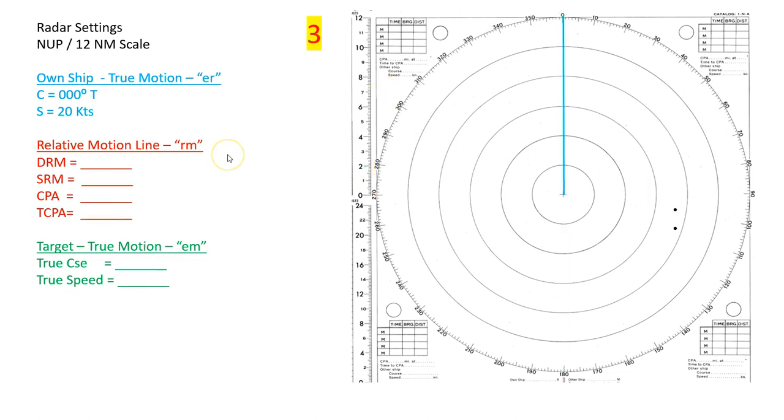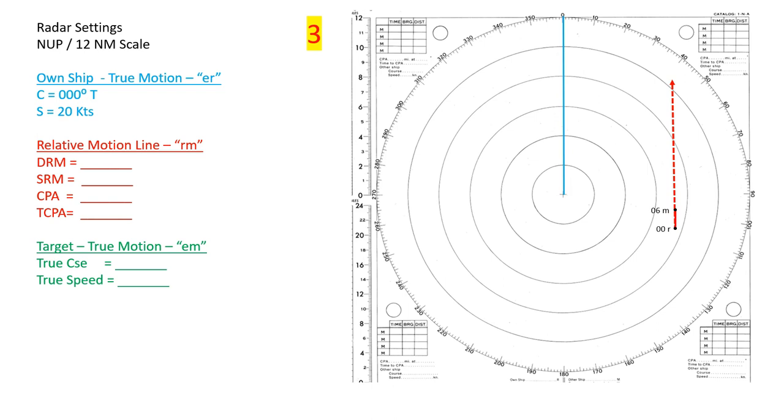Go on to the next case now. All right, here we are, and again we are north up, 12-mile scale. We're making 000 at 20 knots. Over here we can see there's our R and there's our M, 6 minutes apart, and we'll draw a relative motion line there. It looks like the relative motion is going 000.